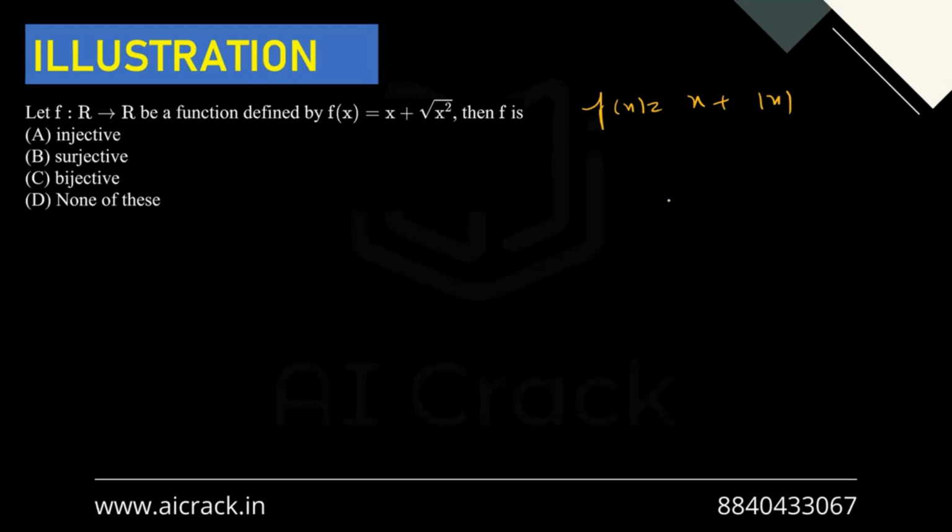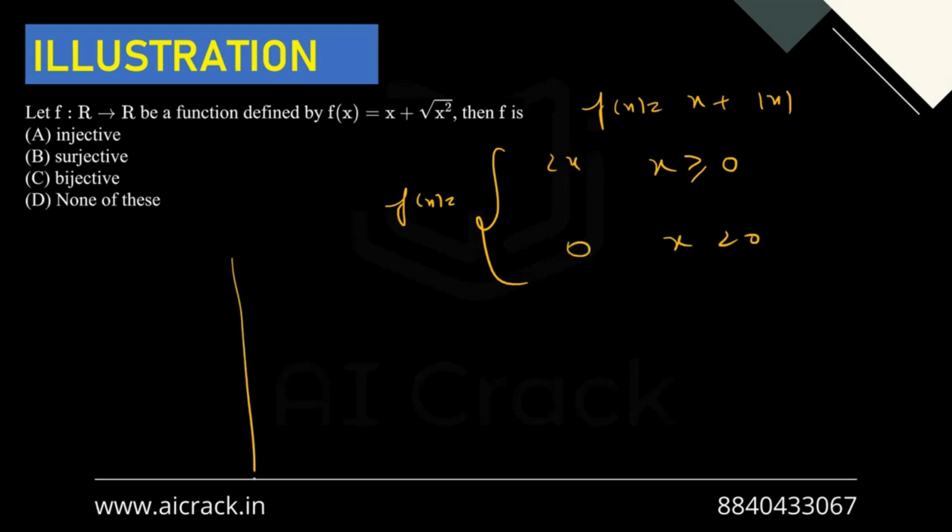So we have this function. Now we have to open up this modulus, right? So f(x) equals x plus x, or x minus x plus x when x is greater than or equal to 0, and x minus x when x is less than 0, right? So eventually it becomes 2x and 0. Now if you plot it, 2x would look like this one and 0 would look like this one. So this is our function.